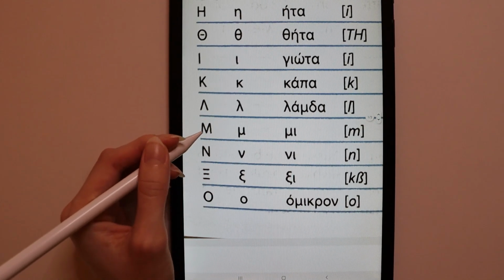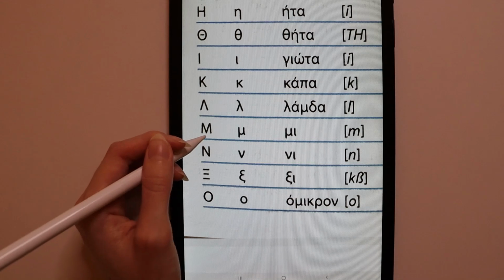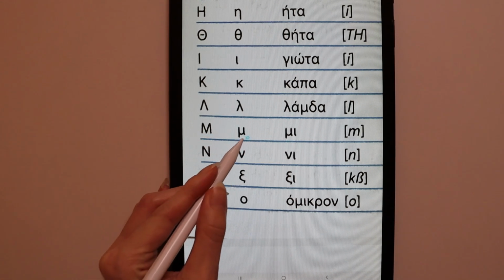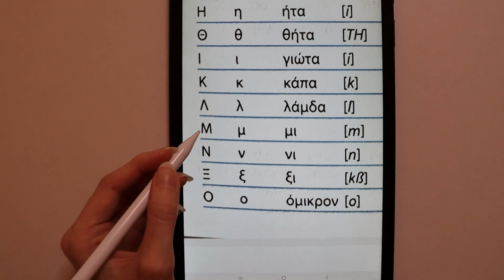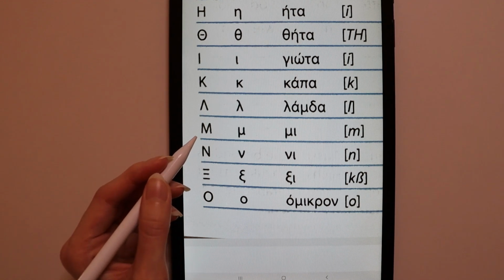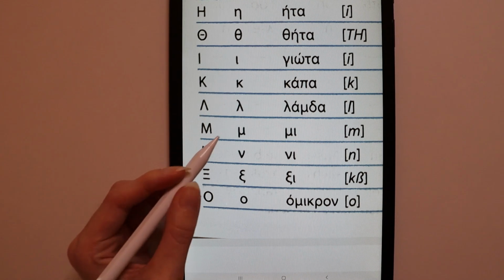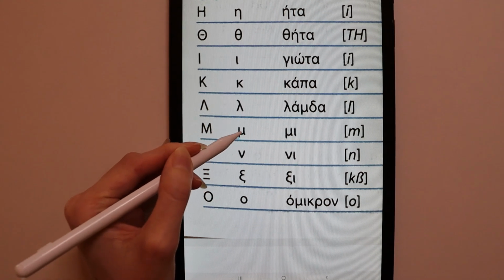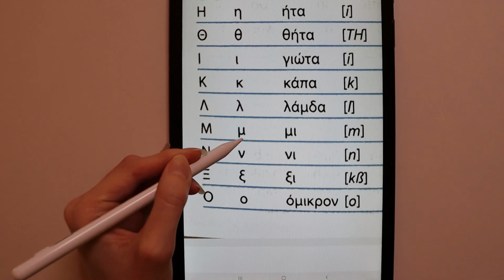Then we have mi. Mi is an M. The uppercase letter looks again like in the Latin alphabet, and the lowercase letter looks slightly different. This is mi.